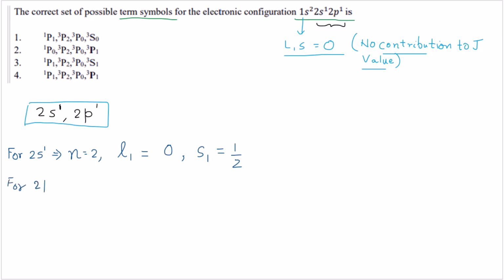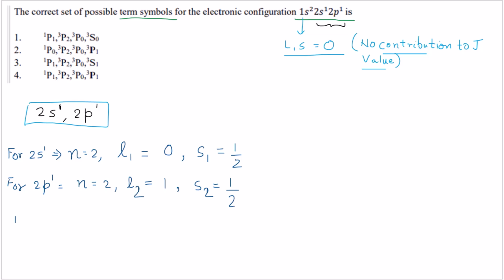Now for 2p1, n equal to 2. What about the azimuthal quantum number? L1 is equal to 1. Yes, for p. So we have L equal to 1 for the p orbital, and again in this orbital also we have one electron, so the spin quantum number becomes only half. So this is S2, and let us say this is L2.